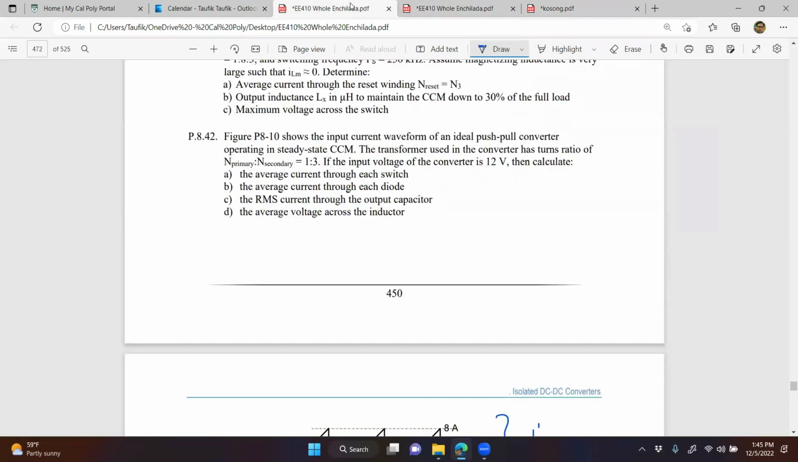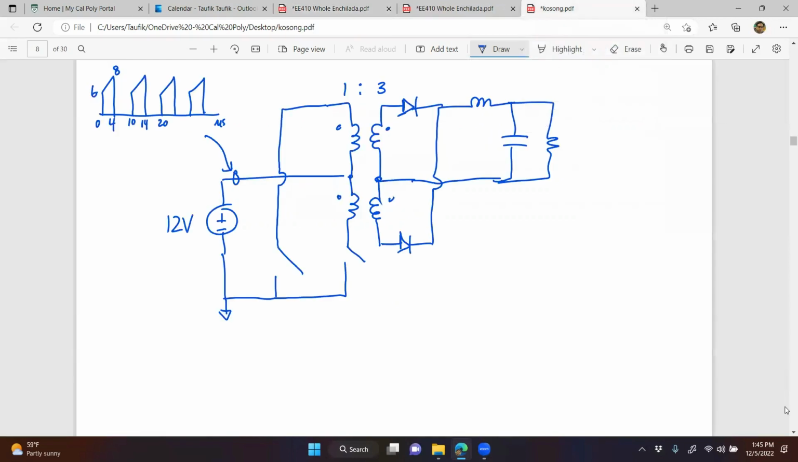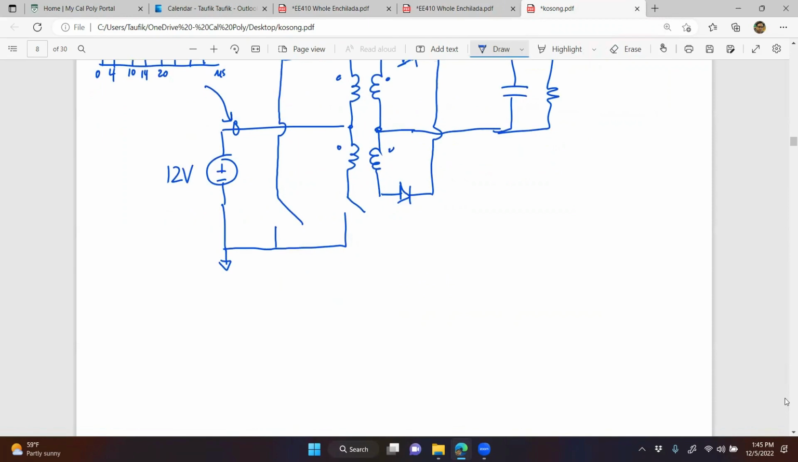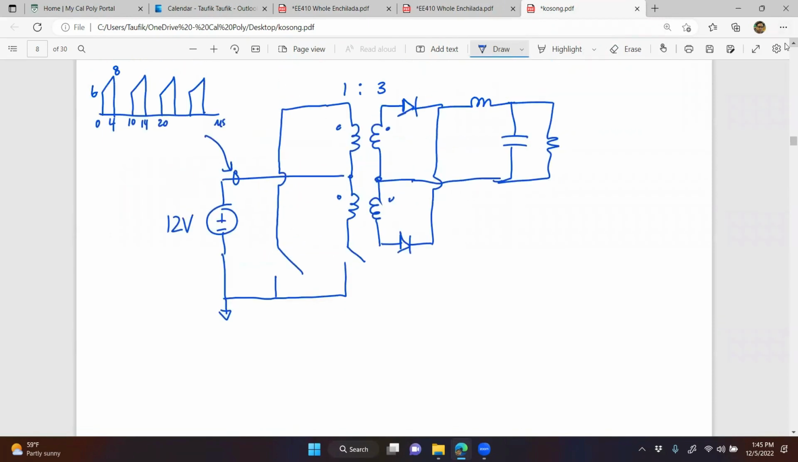Well, I don't know if this is already implied, but since it's push-pull, the max duty cycle is going to be 50%. Oh, yeah, that's good. And these are also in steady state. Great. Okay.